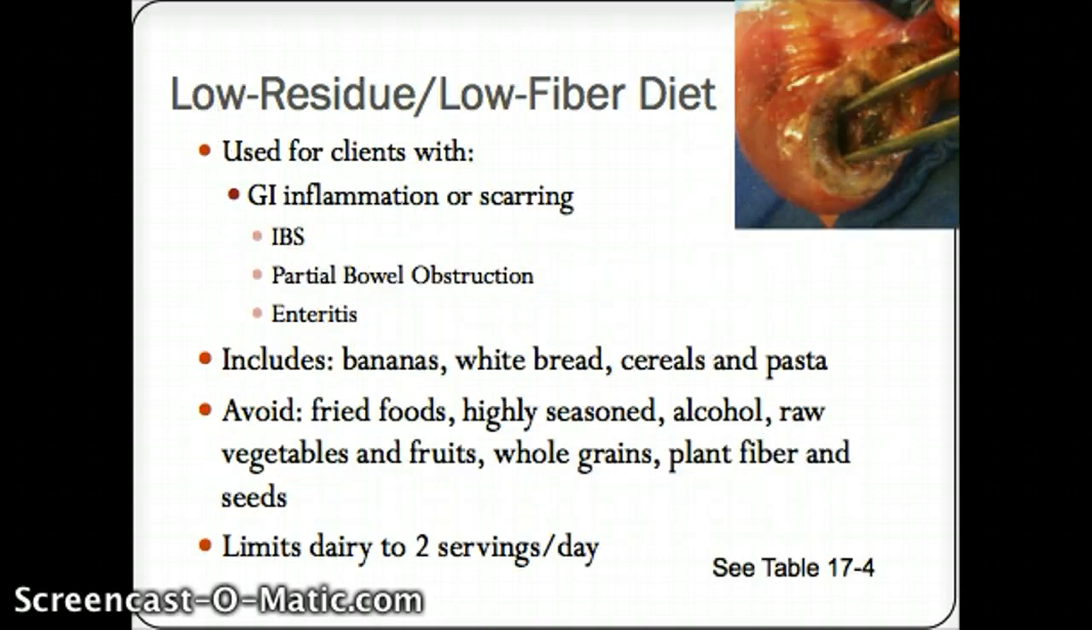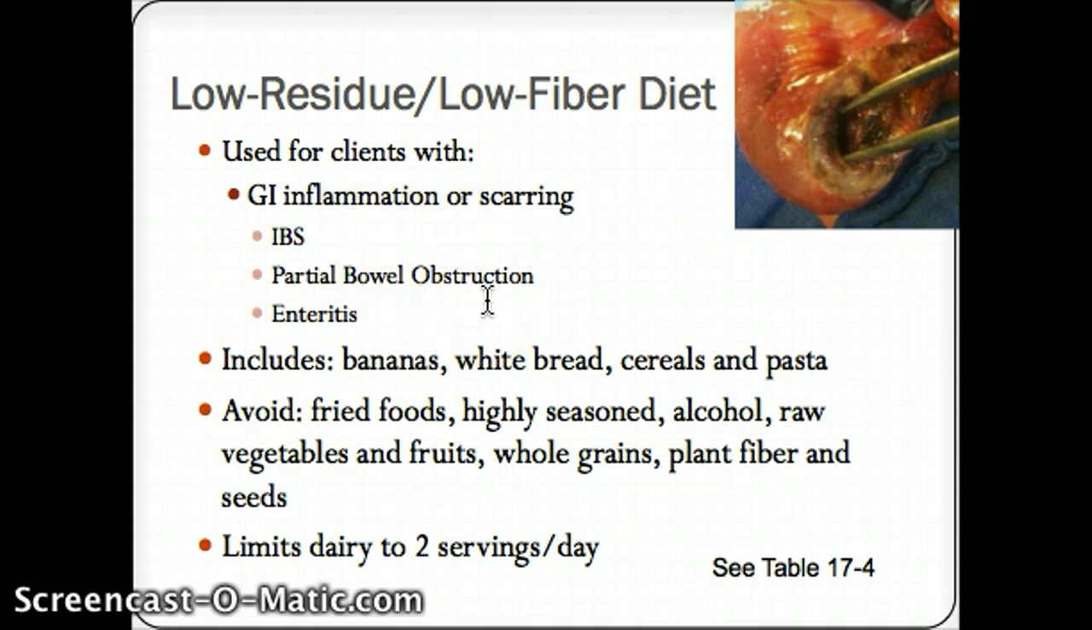All right, now let's talk about the exact opposite. When might we put a patient on a low residue or low fiber diet? So if they have GI inflammation or scarring, this is going to narrow the lumen or the opening, as you can see right here. And also maybe they have enteritis, which is an inflammation or an infection of the small intestine, and that can be caused by viruses, bacteria, or protozoa. If it is severe enough, we might actually have to make them NPO. Lastly, they could also have a bowel obstruction.